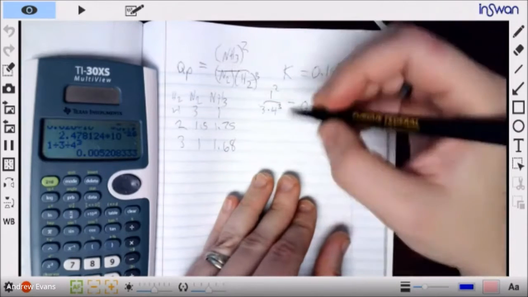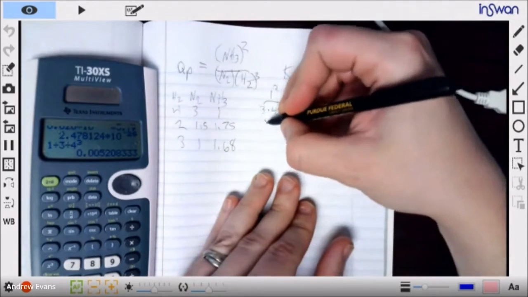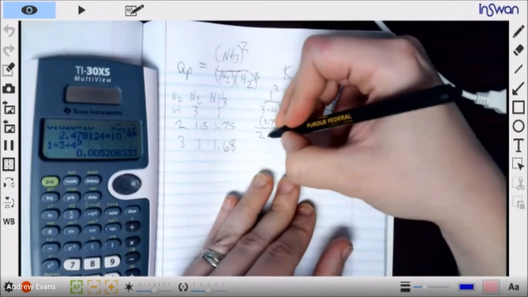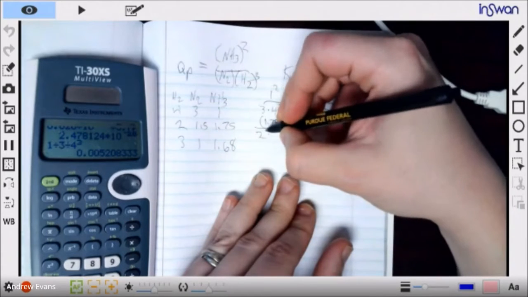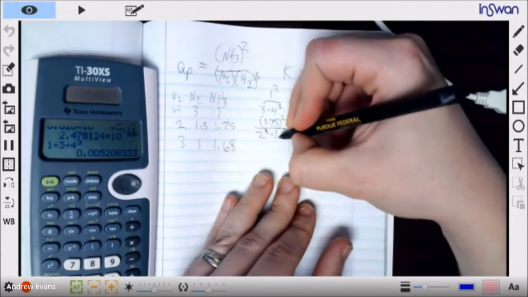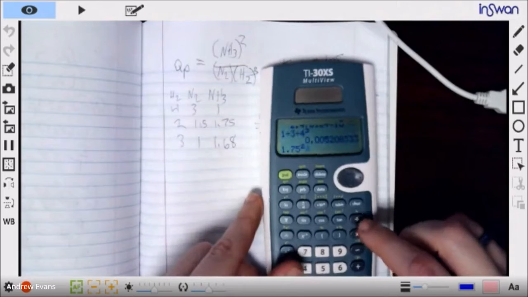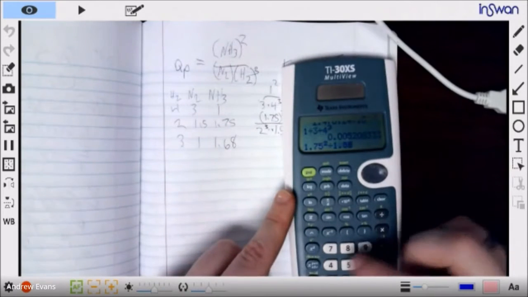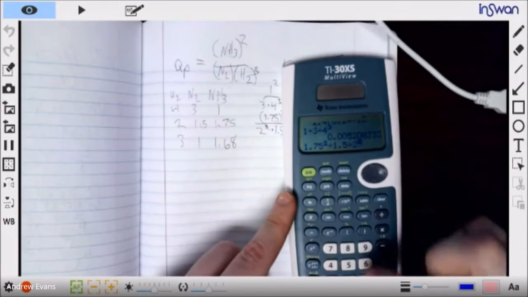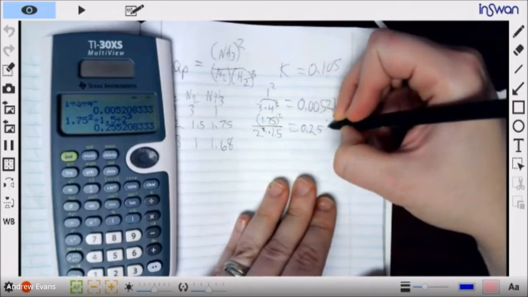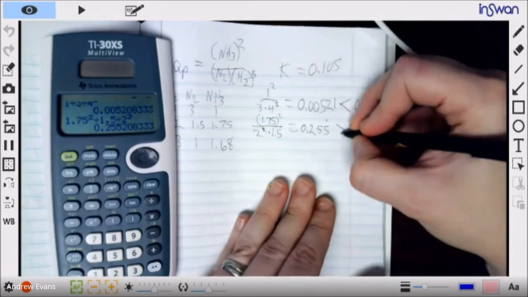Let's look at situation two. So 1.75 squared over 2 cubed times 1.5. 1.75 squared divided by 1.5 divided by 2 to the power 3. I don't know how we managed it, but we got an overabundance of products. So in this case, Q is greater than K.